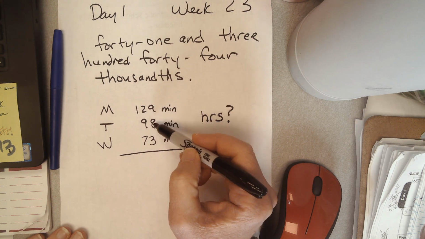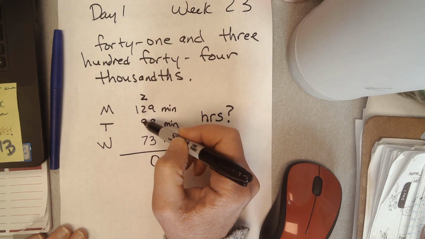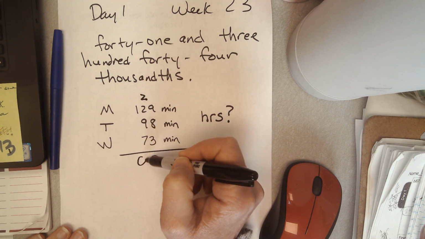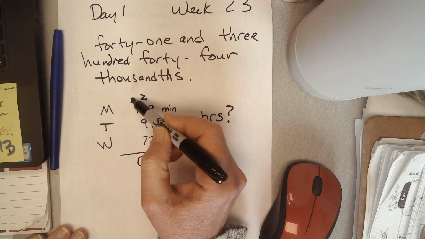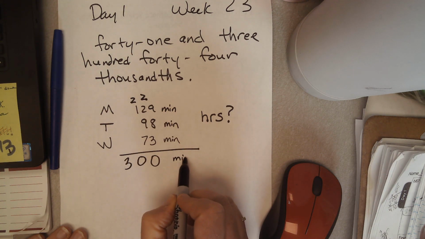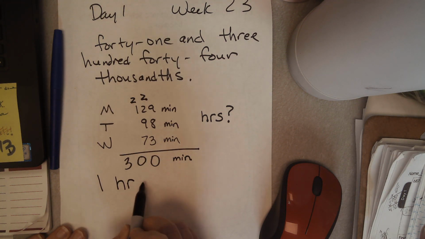Okay, so 9 plus 8 is 17, plus 3 is 20. Okay, 9 plus 4 is 13. 13 plus 7 is 20. This works out nice. 2 plus 1 is... Okay, so this is 300 minutes. Who knows the conversion of 1 hour equals how many minutes? Raise your hand.